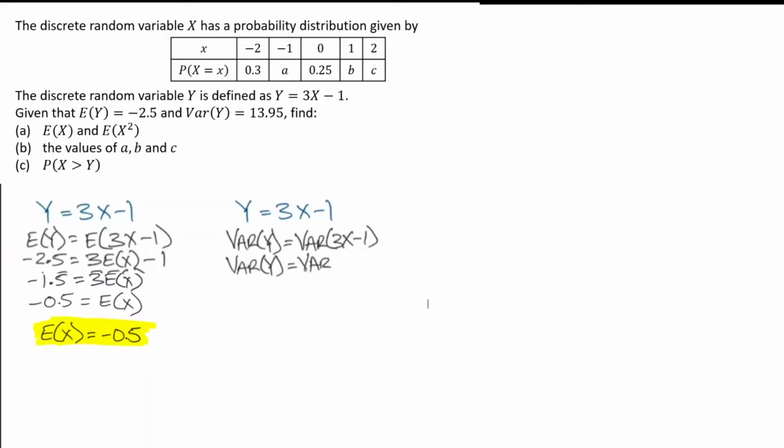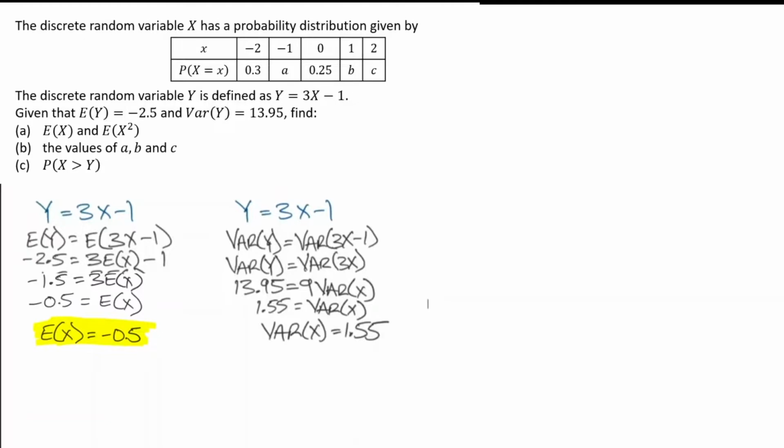So I'm just going to rewrite this straight away as the variance of 3x. The 3 is going to come outside and become the coefficient after it's been squared. So we have 9 variance of x. And we can substitute in our value for the variance of y, 13.95. Some more rearranging, and we get the variance of x is 1.55.